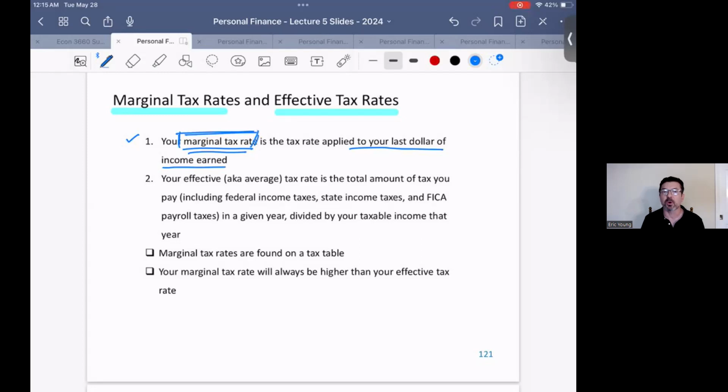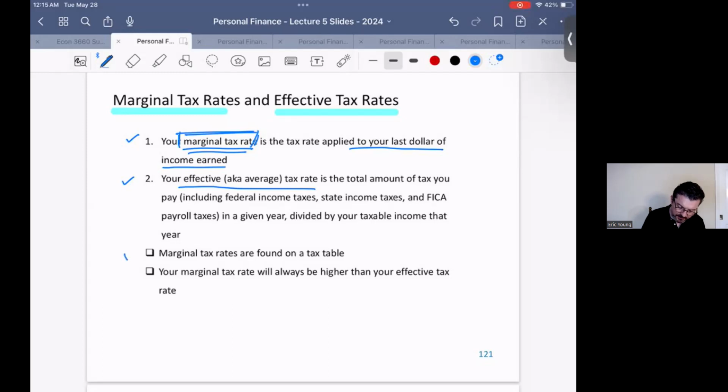This is one of the most important ideas in tax theory. On the other hand, your effective tax rate, this is basically the total amount of taxes that you pay divided by your income. So the marginal tax rate tells you, given your income that you have right now, if you earned an additional dollar, how much tax would you pay on it? And the effective tax rate tells you, in a given year, how much tax did you pay divided by what was your income? Okay?